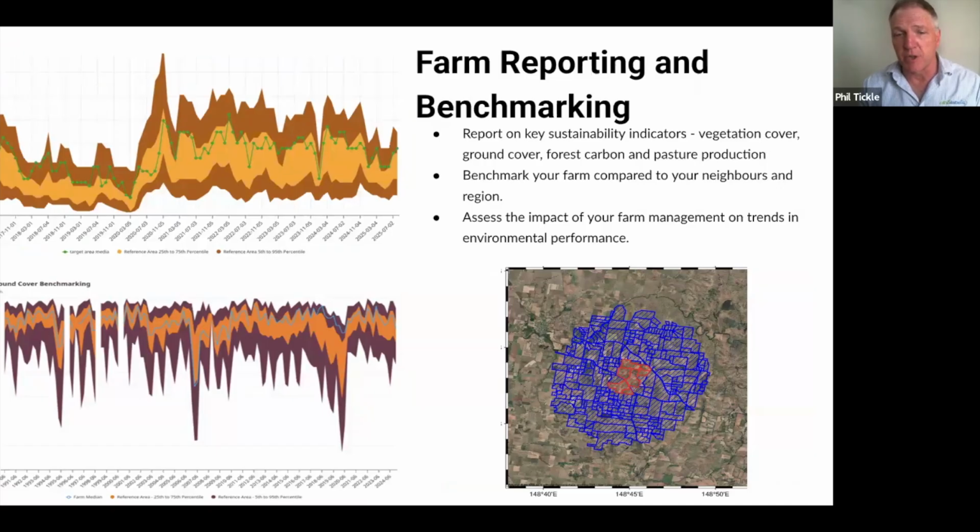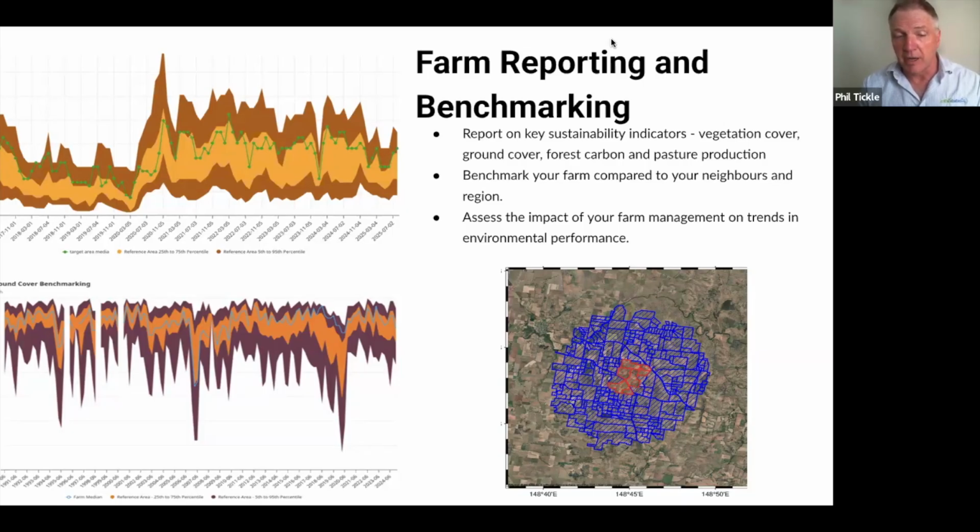And then, just to finish off here as well, some simple benchmarking tools. So on the graph on the top left there, we can do things like compare you to your neighbours and provide an idea of where you sit relative to your neighbours in terms of your pasture production. So this particular property, that green line is showing that it's basically in the top 25% in terms of pasture production over time. And on the bottom one there, we've actually got a ground cover image, and it's showing you that seasonal variability in ground cover.